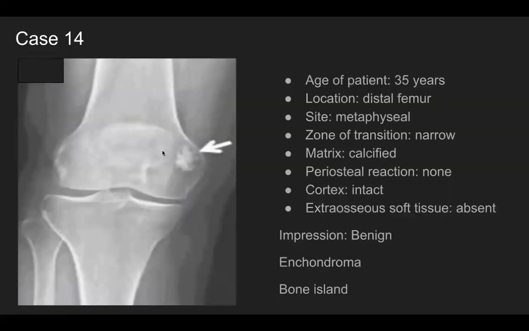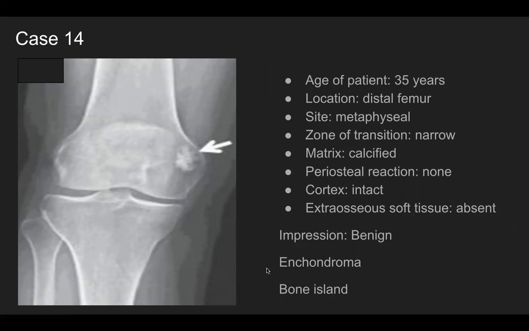And now this is a small lytic lesion, but there is stippled calcification inside it, a narrow zone of transition, and this patient is 35 years of age, not less than 30 years. No periosteal reaction, the cortex is intact, and there is no extraosseous soft tissue component. This is a classical imaging appearance of an enchondroma, therefore it is classified as benign.